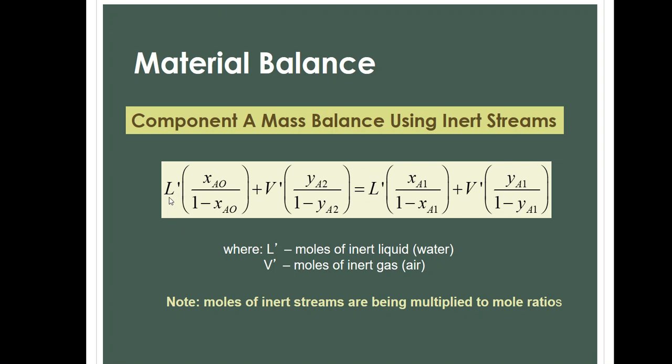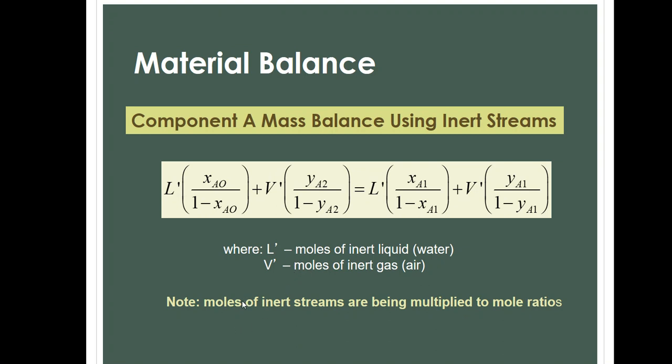Most of the time, our solvent is water, so it's viewed as 100% inert, and there's no XA0 because we don't have the solute present in it. Now, it's the same thing with the gas. With the gas, we also have the inert part of the gas, which is oftentimes air. So let's say a CO2-air mixture, the part which is air is your inert part, or that's your V prime.